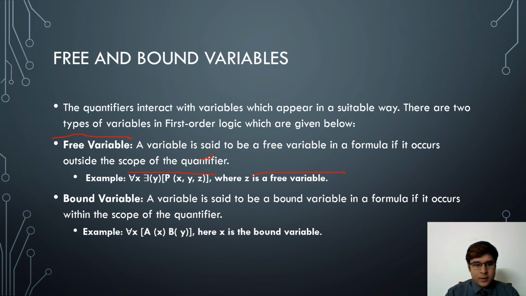Similarly, in contrast, we have the bound variable. A variable is said to be a bound variable in a formula if it occurs within the scope of the quantifier. For example, in this example, for all x, the predicate A(x) and B(y), x is the bound variable.